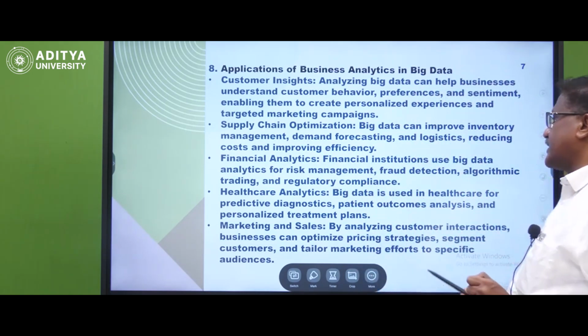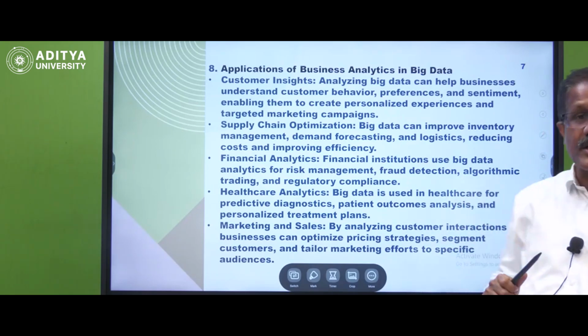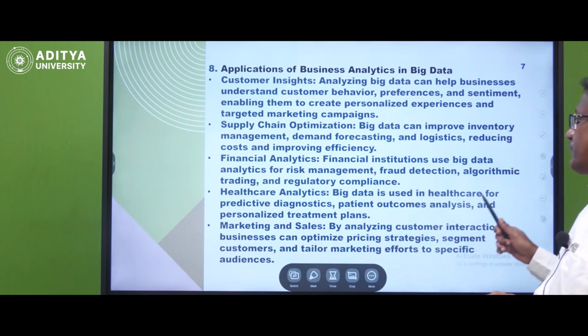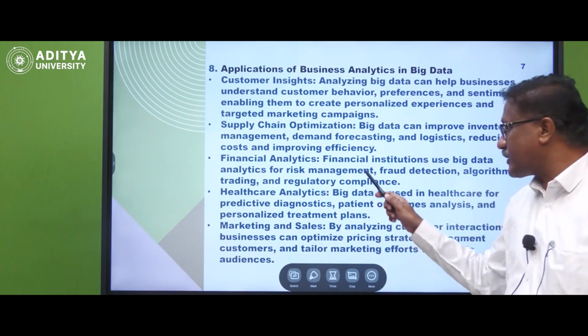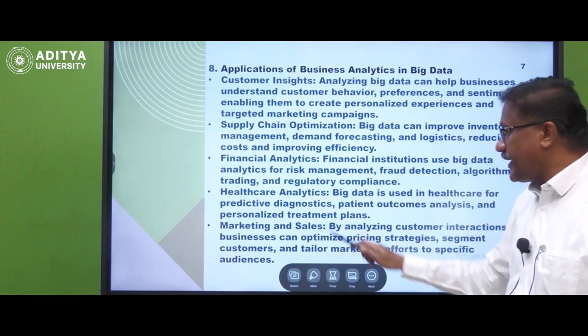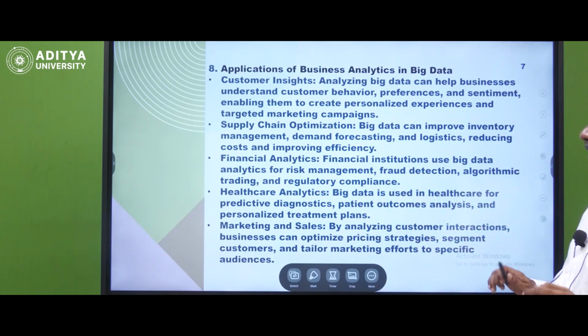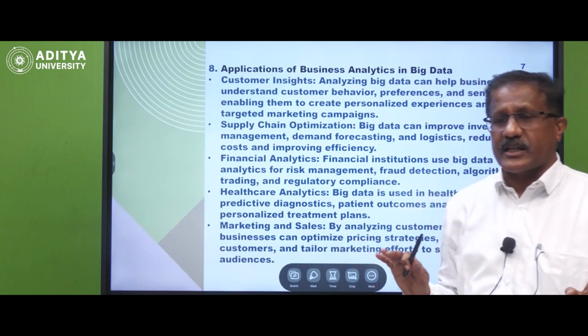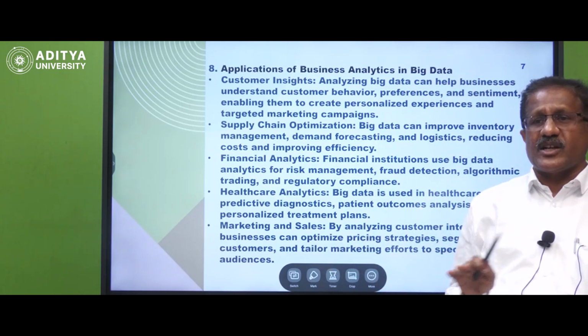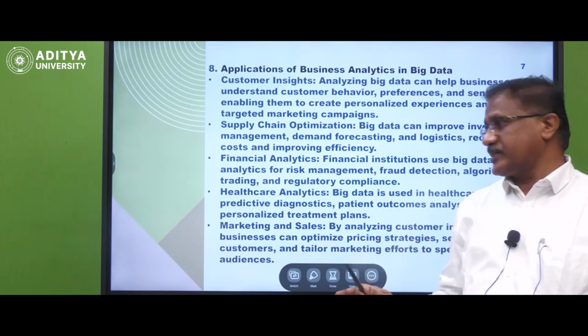And financial analytics: financial institutions, the banking sector, and the financial stock market are using big data analytics for risk management, fraud detection, algorithmic trading, and regulatory compliance. All financial markets are nowadays using big data analytics to improve performance at all levels of the business.